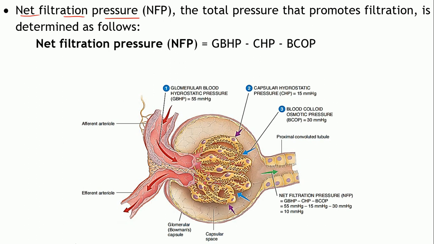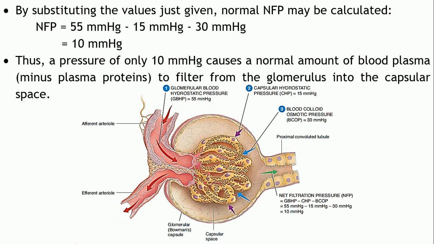How will you find out? That is the pressure which promotes the filtration minus the pressure which is opposing the filtration, right? So that is glomerular blood hydrostatic pressure minus the capsular hydrostatic pressure minus the blood colloid osmotic pressure. So you need to deduct these from the actual glomerular blood hydrostatic pressure. So what is your net filtration pressure now?